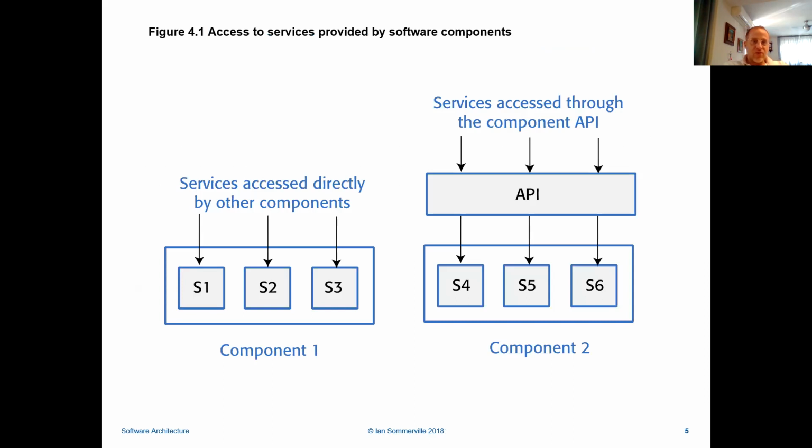So services can be accessed directly by other components, but you can also have services accessed through some API. Or you can expose the components. You can access the components, their services directly by accessing the component, or you can access some kind of API which itself accesses a component and then gets the services from it. So a component can actually provide multiple services according to this.